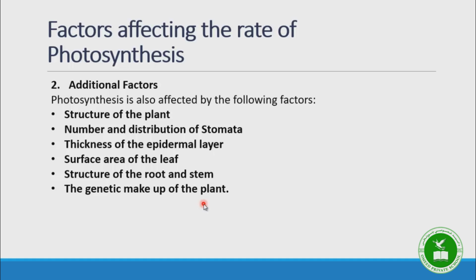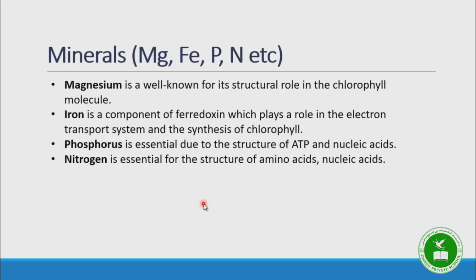It means, are the plants vascular or non-vascular? Are they seed plants? Are they seedless plants? So the genetic makeup of the plant is also a factor for the rate of photosynthesis.